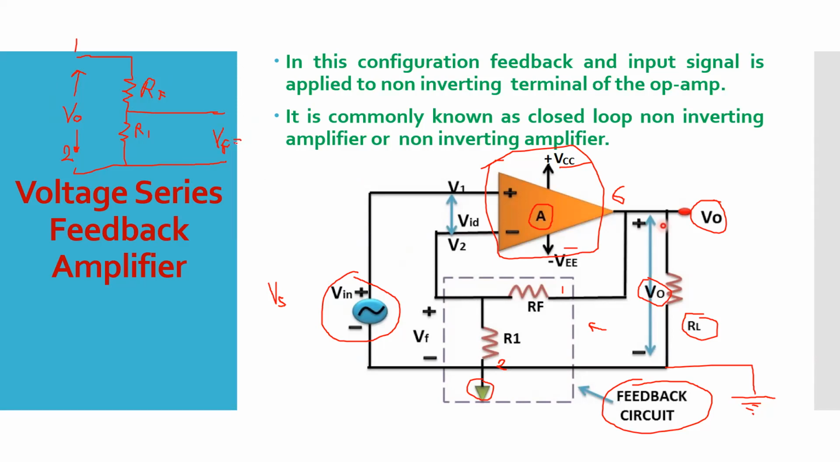What will your VF be equal to? VF is equal to R1 divided by R1 plus RF. This is the voltage divider rule, if you remember. Right? And this whole is multiplied by the total voltage, that is V0. Total voltage is V0. Can you get this, everyone?